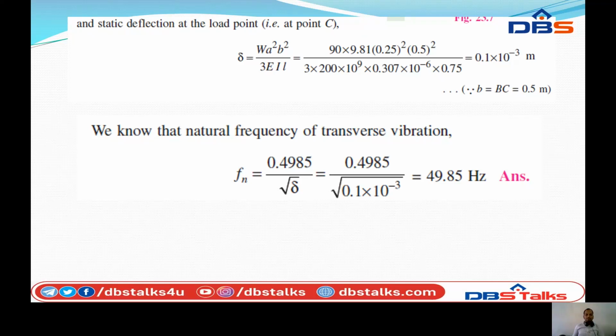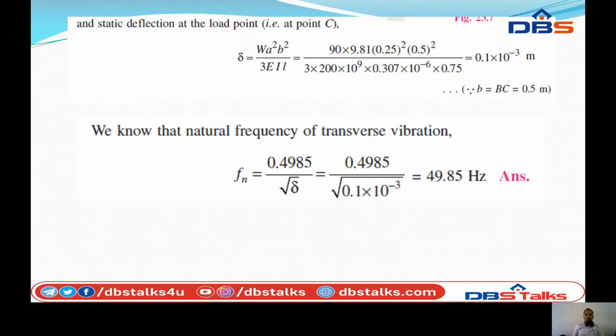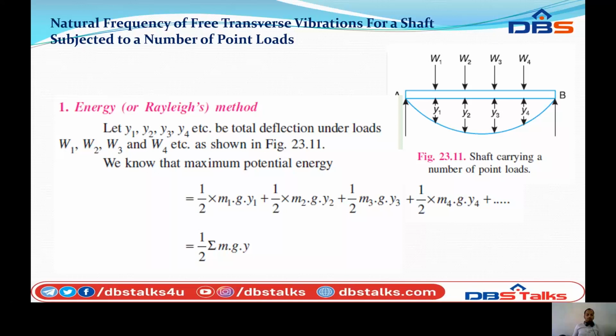What is the formula for I? For a solid shaft, I is the moment of inertia, that is pi by 64 into d to the power 4. So d is 0.05, whole to the power of 4, by 64 into pi. I is equal to 0.307 into 10 to the power of minus 6. By substituting all these values, we get the frequency as 49.85 Hz.